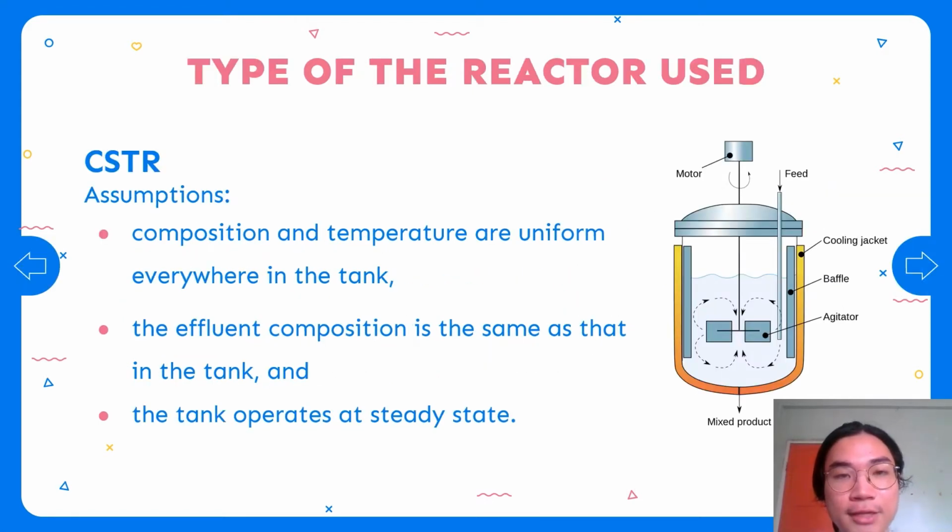The type of the reactor that we propose to be used in our operation of conversion of formic acid into biogas is the CSTR. Here are some of the assumptions that can be made about the CSTR, which is the composition and temperature are uniform everywhere in the tank, the effluent composition is the same as that in the tank, and also the tank operates at steady state, which means that mass in is equal to mass out. Energy in is also equal to energy out.